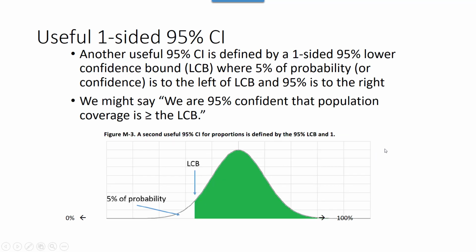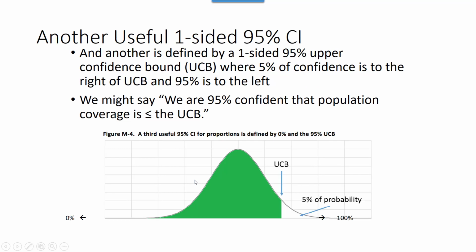Well, a one-sided confidence interval, a useful one-sided, also 95% confidence interval, says let's only do the chopping on the left. Let's chop off 5% of our confidence or our probability from the left side and identify what we call the lower confidence bound. And so then we're left with a new 95% confidence interval. It's one-sided. The lower bound can vary depending on the sample, but the upper bound is always going to be 100% for this second conceptual interval. And we can say we're 95% confident the coverage is above this lower bound.